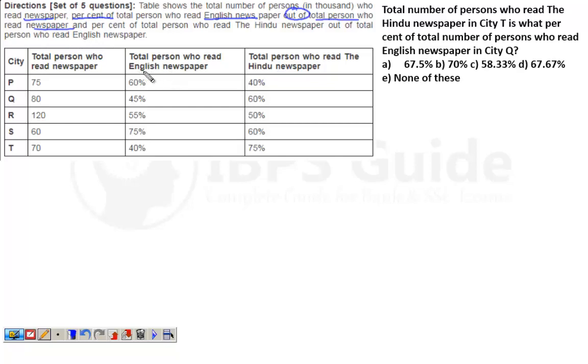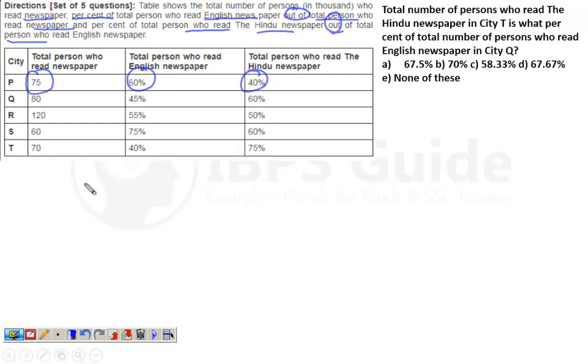Okay, so English newspaper 60% of 75,000. Clear? Percent of total person who read the Hindu newspaper out of total person who read English newspaper. Now see, if I ask how many people read Hindu newspaper, you will say just find out 60% of 75,000. Then after that value, calculate 40% on that value. Clear this much?